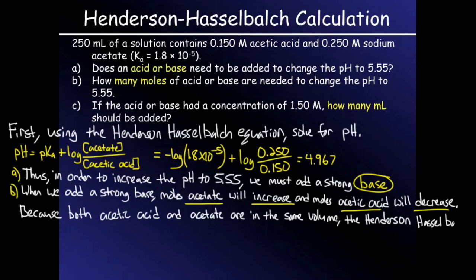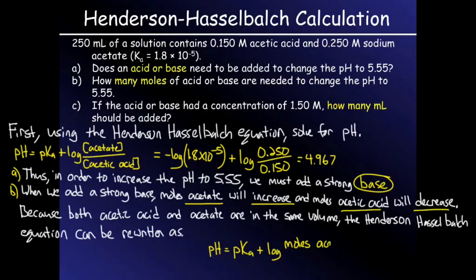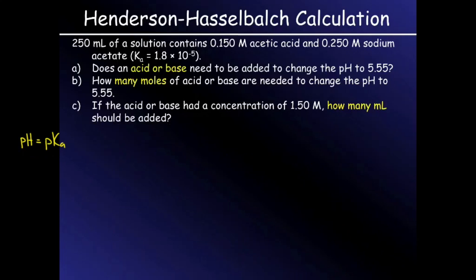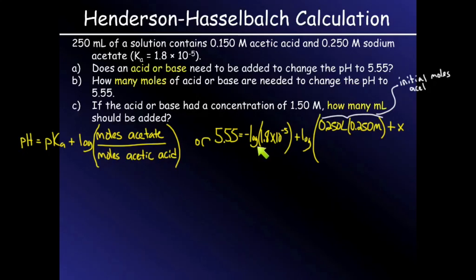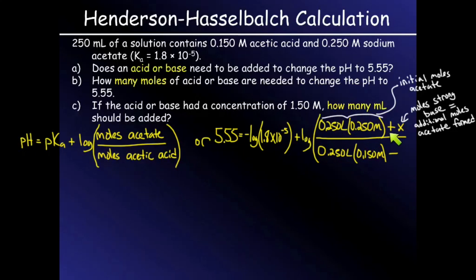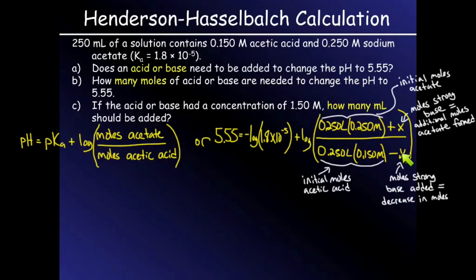Again, because both are in the same solution, the volumes are the same, and we can use the Henderson-Hasselbalch equation as a ratio of moles, which is going to be very helpful in this problem as it was with the previous problem. So the desired pH is 5.55, which is equal to the pKa plus the log of the moles of acetate after the addition of the strong base divided by the moles of acetic acid after the addition of strong base.